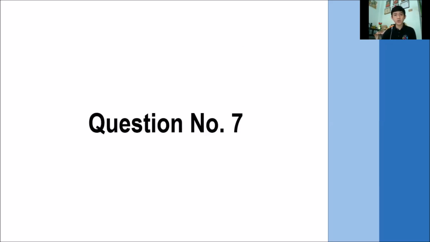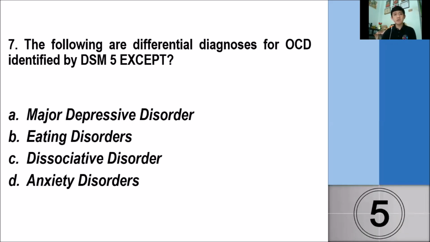Okay? Question number 7. The following are differential diagnoses for OCD identified by DSM-5, except A. Major depressive disorder. B. Eating disorders. C. Dissociative disorder. Or D. Anxiety disorder.